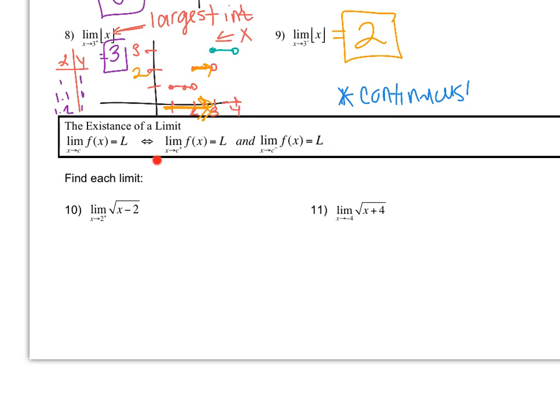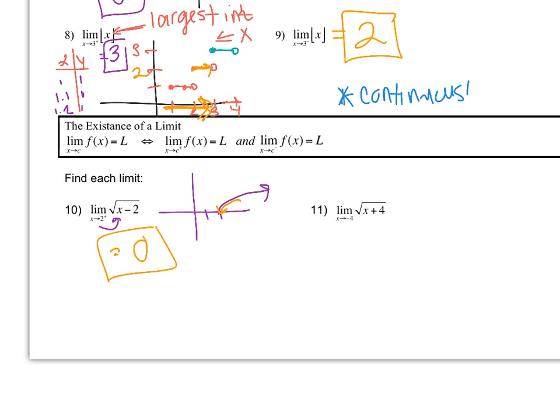Otherwise, it doesn't exist at C. Okay, a couple examples here. Find each limit. The limit in number 10 as x approaches 2 from the right of the function square root of x minus 2. Our function is defined at 2. We can simply plug it in. Again, this function is the square root function scooted over 2 to the right. So we definitely can see the limit exists as x approaches 2 from the right, and that would be 0.